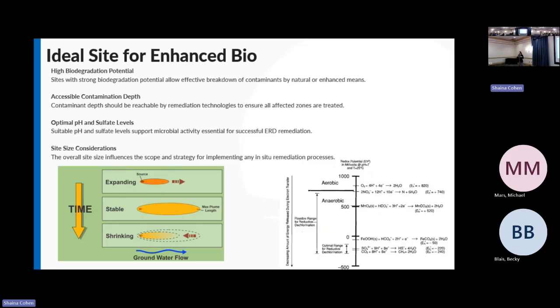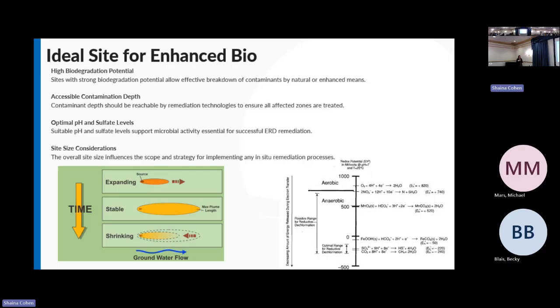And then of course, just the size considerations, right? And this is for really any in situ strategy, not just for bioremediation. But the overall size of your site is going to have a direct influence on what kind of geometry makes the most sense and whether this is ultimately a cost-effective strategy.